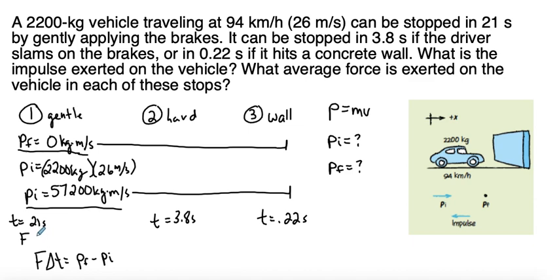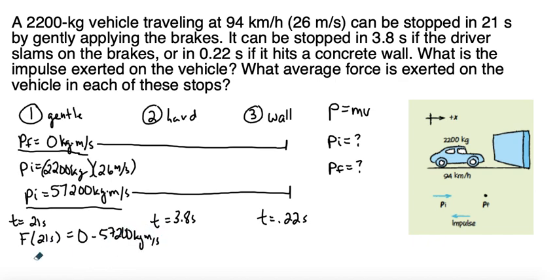Force times change in time. Usually change in time is 21, like it's just 21 seconds total for this one, however many seconds it takes us to stop. So 21 seconds is going to be change in momentum. So remember we said our final momentum, because we're coming to a stop, is going to be 0. So that would be 0 minus 57,200 kilograms times meters per second.